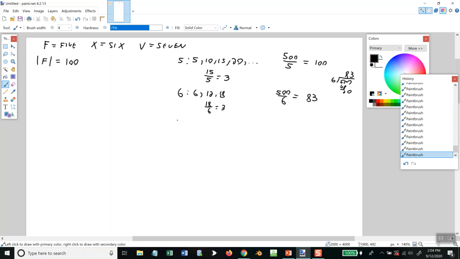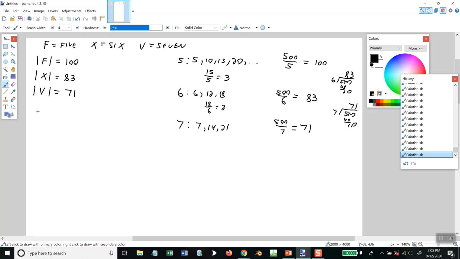Okay, and then 7. Same principle: 7, 14, 21. So I take 500 divided by 7, and that gives 71 where I round down, just dropping the decimals. So the cardinality of 6, which I labeled X, is 83, and the cardinality of 7, which I labeled V, is 71.